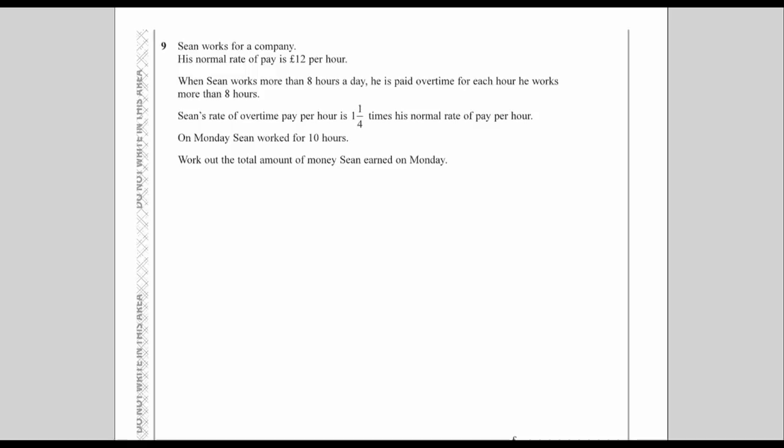Question 9. Sean works for a company. His normal rate of pay is £12 per hour. When Sean works more than 8 hours a day, he's paid overtime. This happens sometimes in life. You'll be glad to know. You get more money. He is paid overtime for each hour he works more than 8 hours. Sean's rate of overtime pay is 1 1/4 times his normal rate of pay per hour.